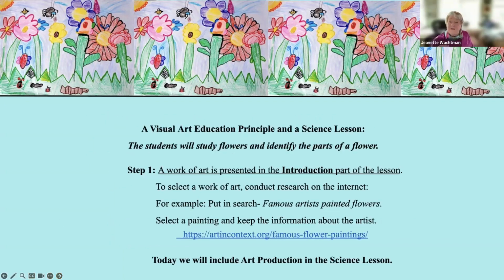We're going to take a science lesson and we're going to incorporate a visual art principle of art production. And since it is spring, I decided on flowers. It's one of my favorite little lessons. And so in this lesson, the students will study flowers and identify the parts of a flower. Now, since we have our subject matter, which is flowers, the next step is that you need to select a work of art.